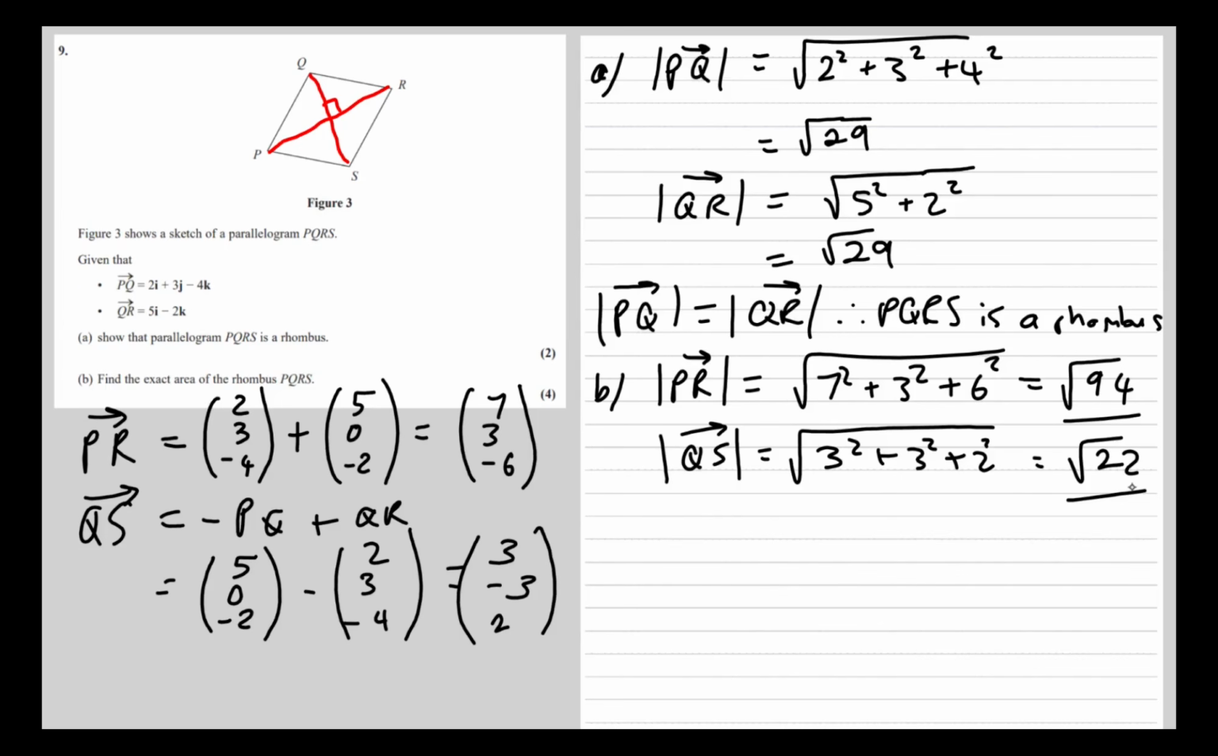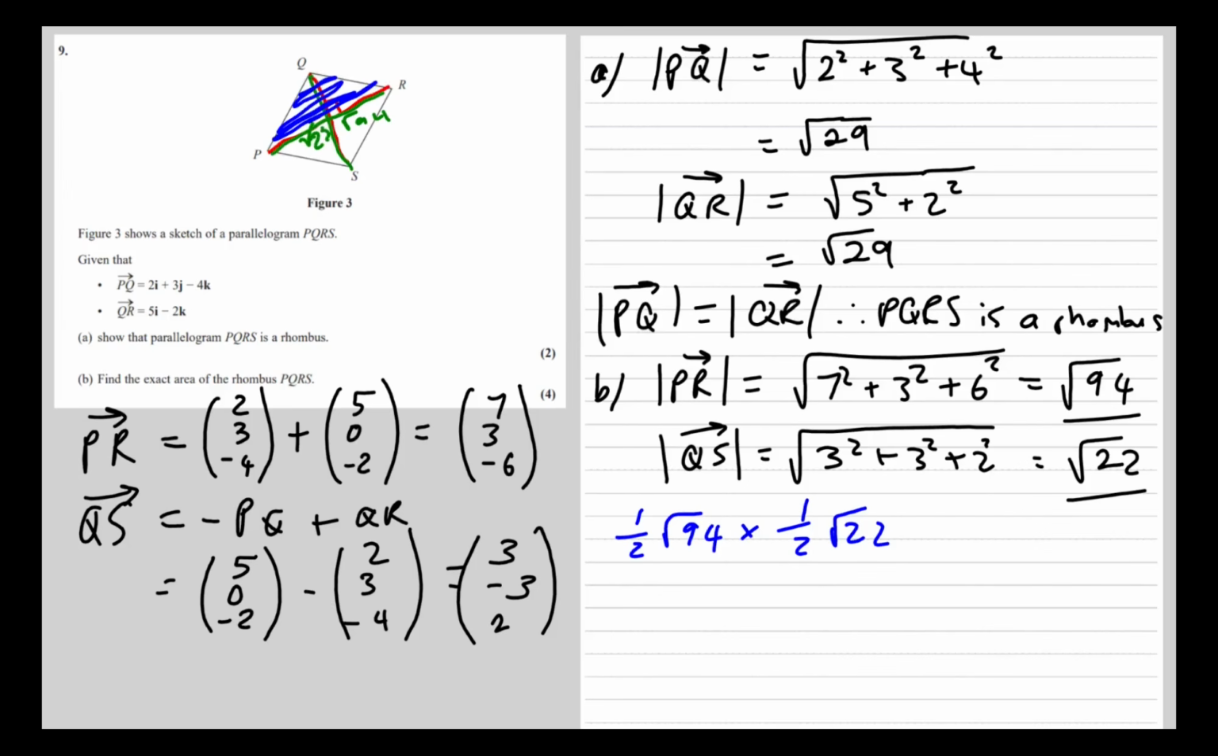So we have the length of PQ, now the length of PR, which is square root 94. We have the length of QS, which is square root 22. So how can we do area of a triangle? Let's just work out this top triangle. The area of the blue triangle is half times the base, which is root 94, times the height, which is half of root 22.